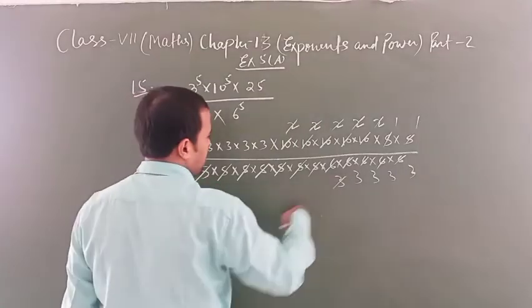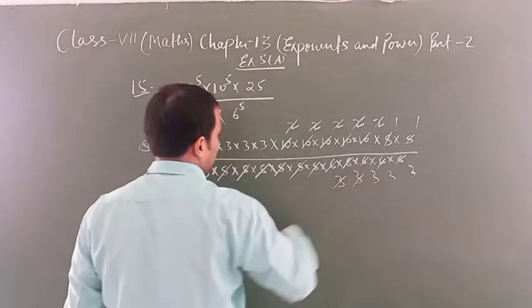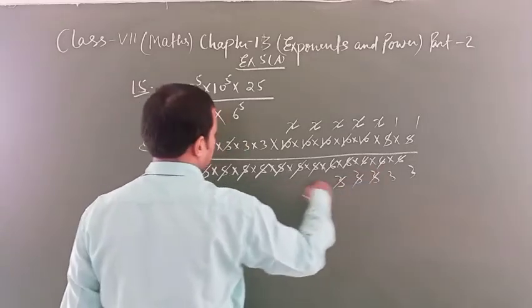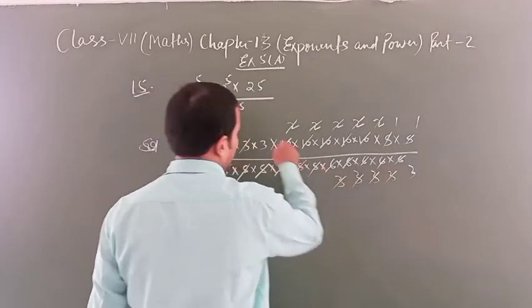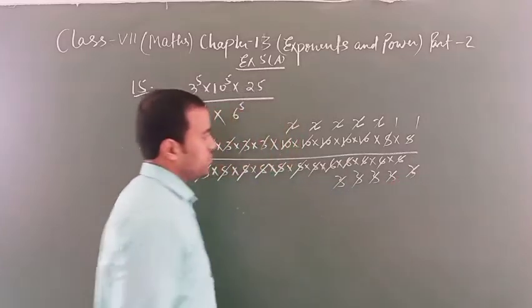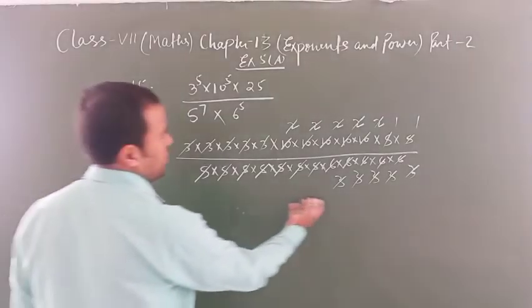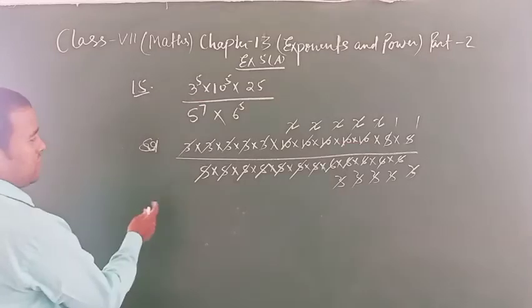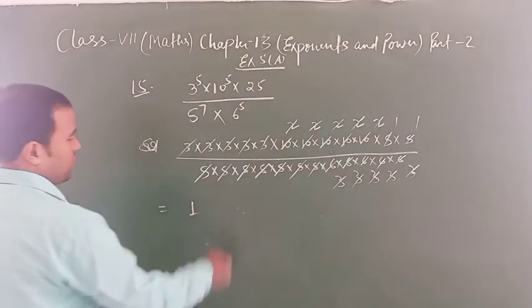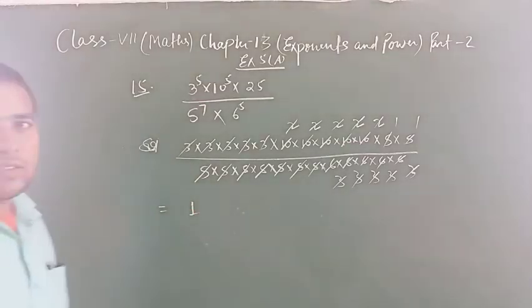3 1s are 3. 3 1s are 6. Clear? So the answer is how much? Here 1 is left, means the answer is 1. Clear?